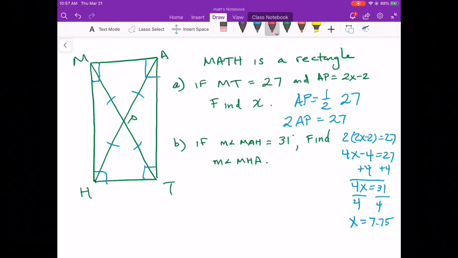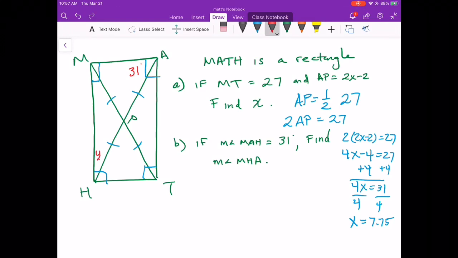All right, let's move over to B, and I'll switch colors to help out. The measure of angle MAH, that's this angle right here, is 31 degrees. So now I'm going to replace this with 31 degrees. And I want to find the measure of angle MHA. So that's this angle right there. Why don't I just call that y so we can use it as a variable. Oh, let me fix that. And I'll just put a y in here now. Okay, so now they want the measure of that angle.